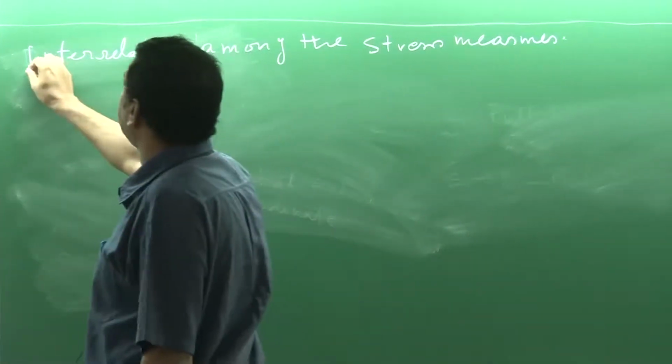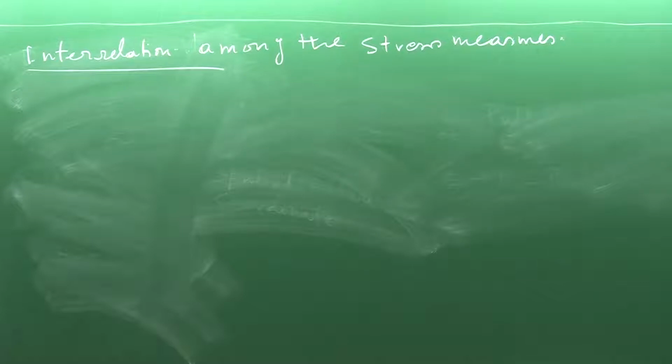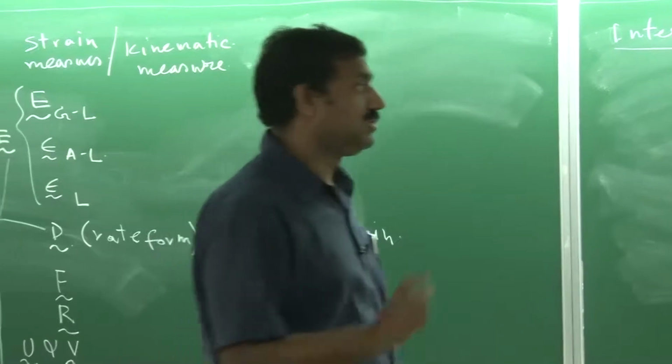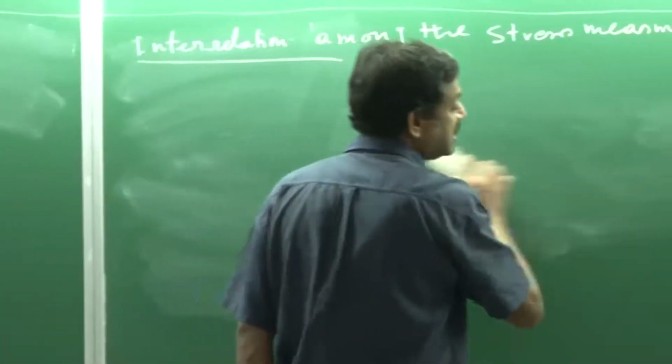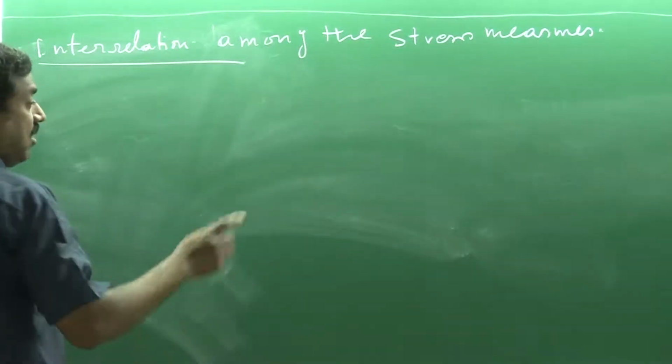How is it possible? We can interrelate now, because the stress measure depends on the deformed and undeformed configuration, that is, on the reference configuration and the spatial configuration. We can interrelate them because we have the mapping. Without a discussion on the kinematics of deformation, we cannot relate them.